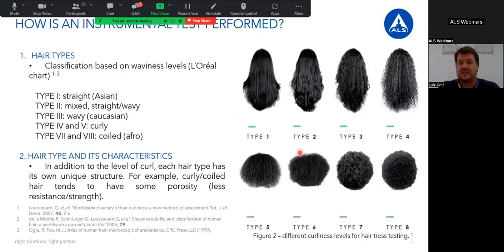So each one has its inner characteristics, not only the shape but also the structure. For example, curly or coiled hairs have some porosity, and this affects directly the strength of the hair fiber. So it will have less resistance and lower strength compared to a straight hair, for example.